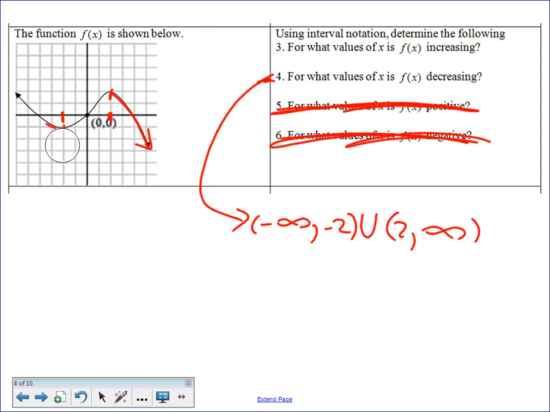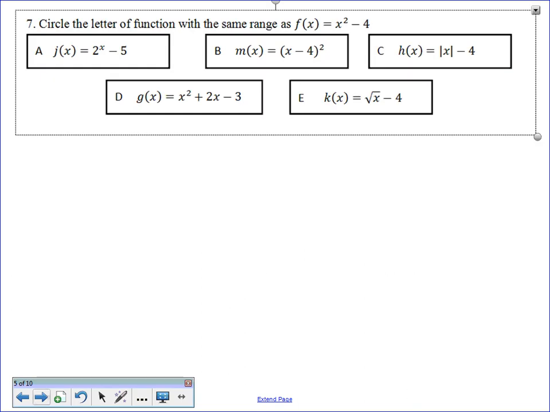The increasing is this piece from here to here. So we would do that interval as -2 to 2. And those are the values of x that we plug in where the function is increasing.